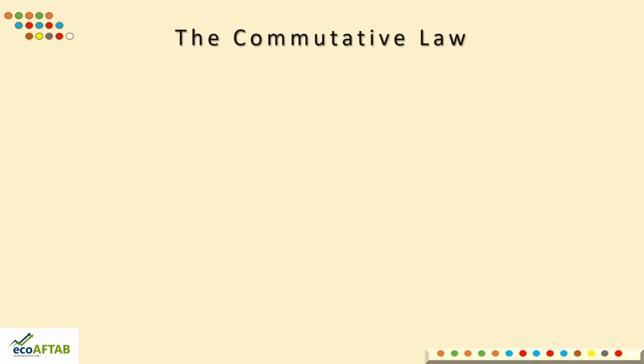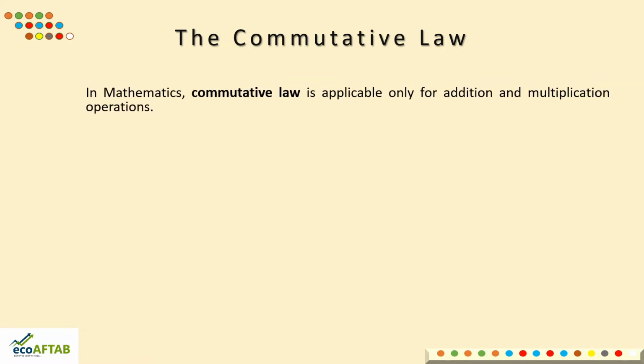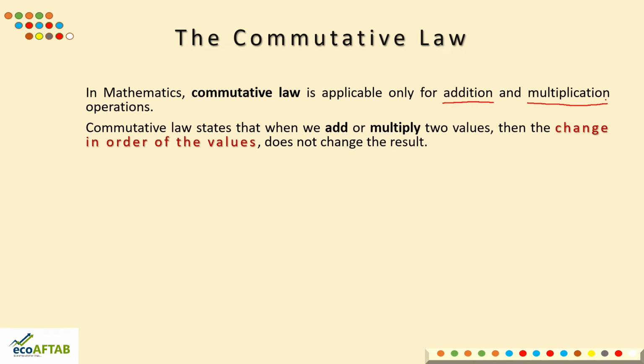So let us start with the first one, the commutative law. In mathematics, commutative law is applicable only for addition and multiplication operations. So here we don't make use of commutative law for division and subtraction. Commutative law states that when we add or multiply two values, the change in order of the values does not change the result.